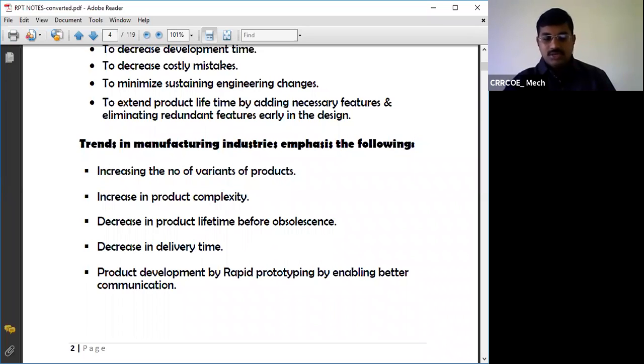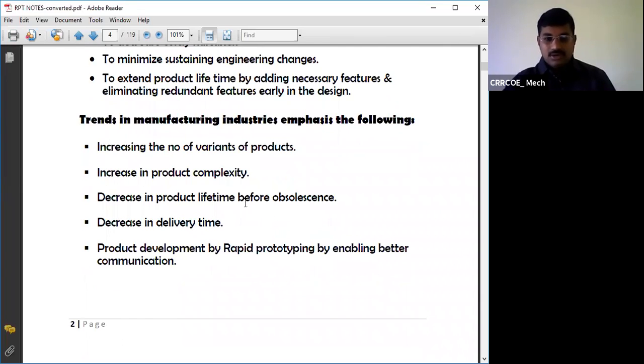These are all questions that may arise in your question paper. That's why I just want to recall them once. You know all these things. As per my sense, you are in the final year, so you can understand easily. Point-wise, they have given: decrease in product lifetime before obsolescence.